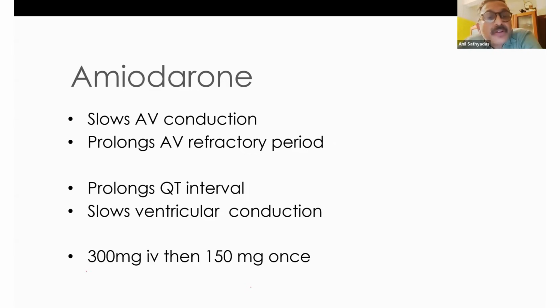So this is the mechanism of action: it slows the AV conduction, prolongs the AV refractory period, prolongs the QT interval, and slows the ventricular conduction. You can give a 300 milligram bolus, then 150 milligram. That's a repeat dose. You can give 150 milligram for an adult.